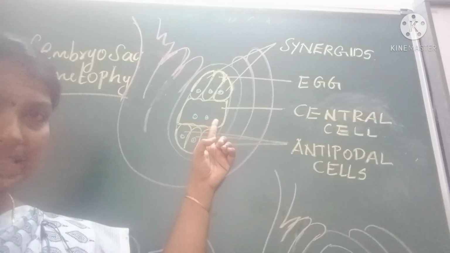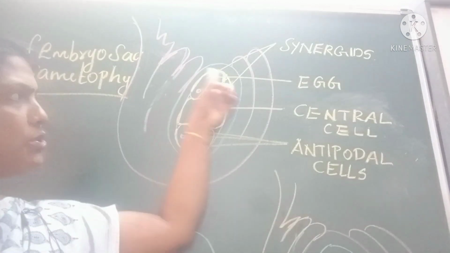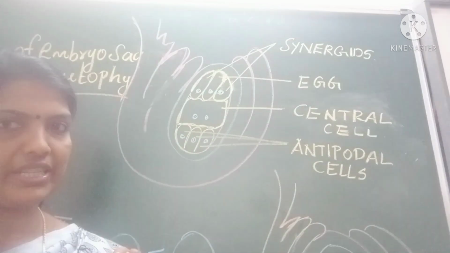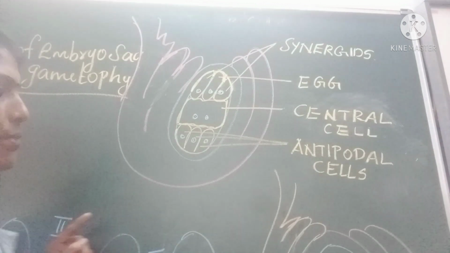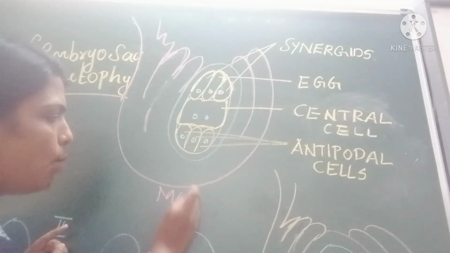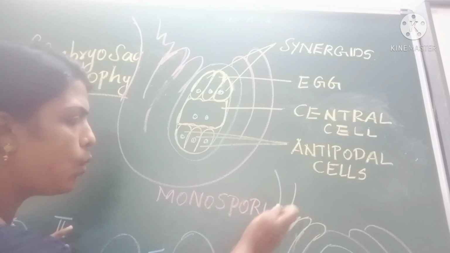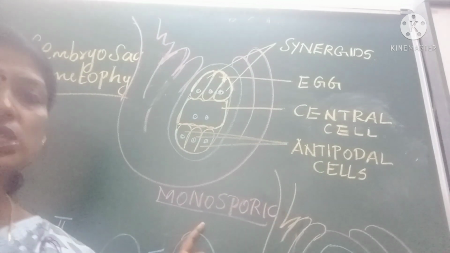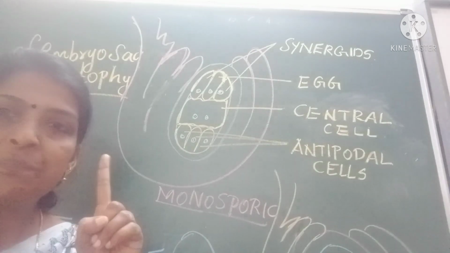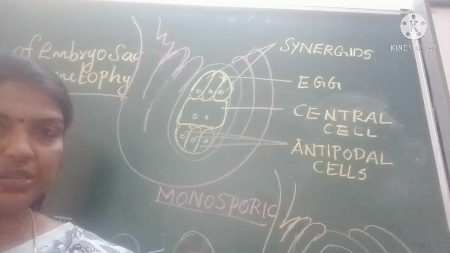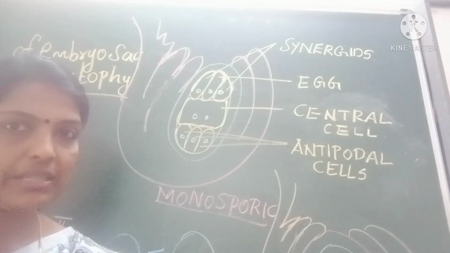And this embryo sac, or female gametophyte, is formed from a single megaspore, isn't it? So this type of embryo sac formation is called monosporic embryo sac formation. Why is it called monosporic? Because it is formed from a single megaspore, where the single megaspore undergoes successive mitotic divisions to become 8 nuclei.